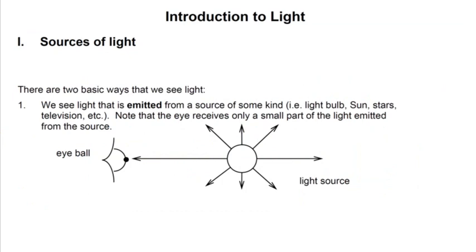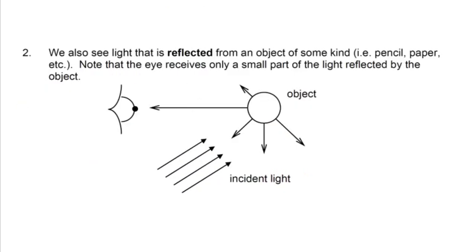Actually, we can see light in two ways. The first is directly from the light source, for example, from the sun, a lamp, television, or the stars. And you see from this figure that we can see only a small part of the light. The other part of the light travels in all directions.